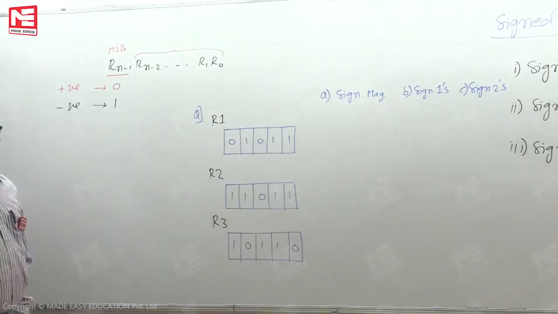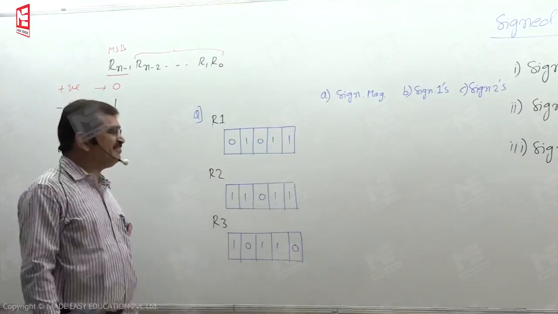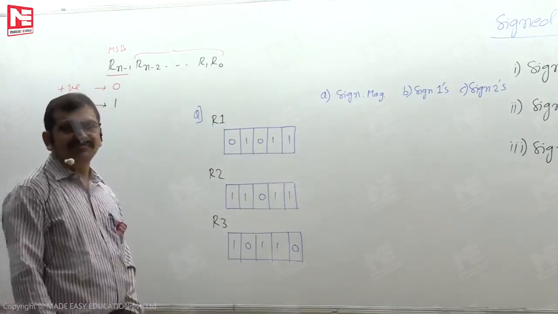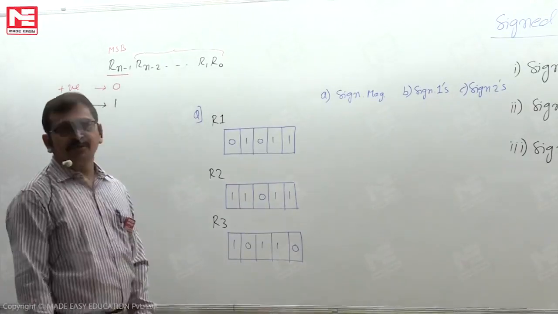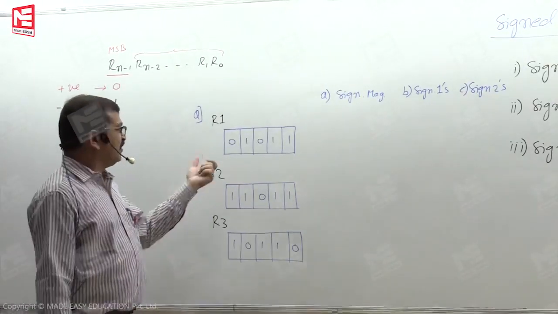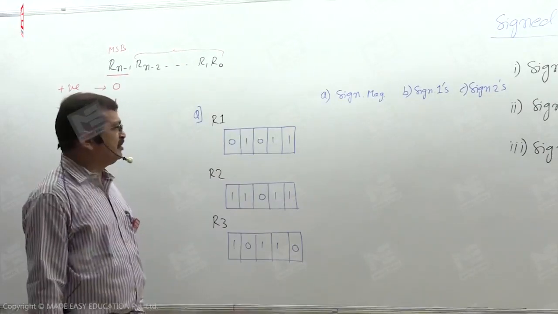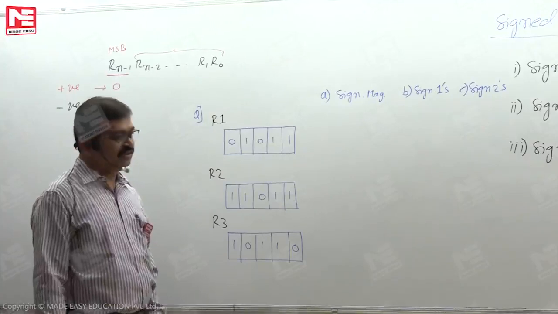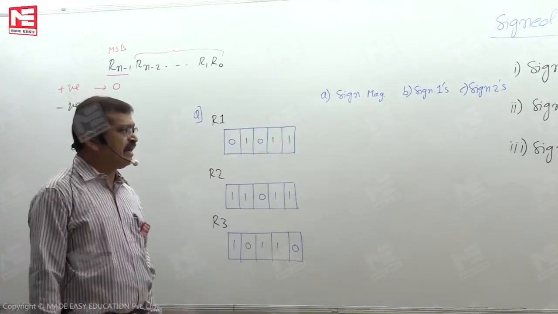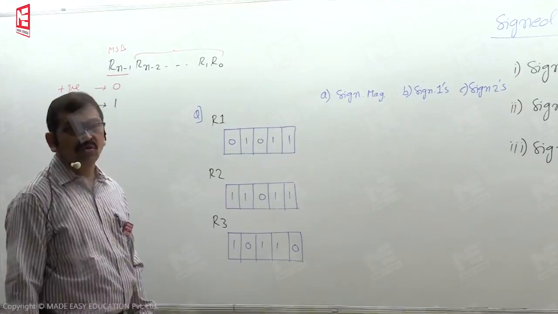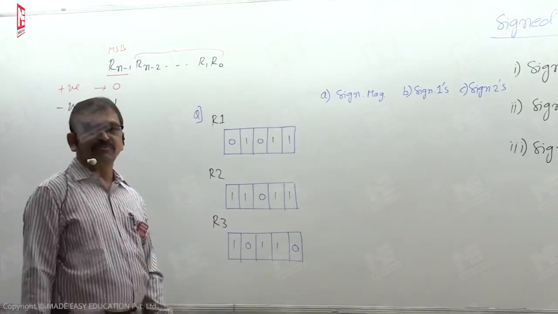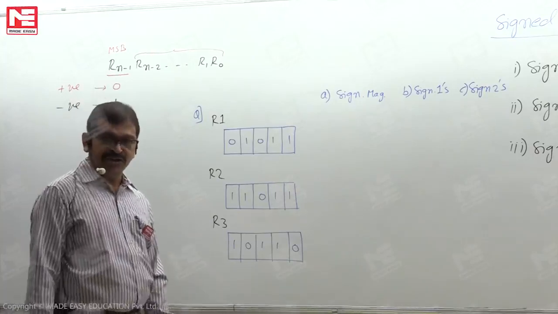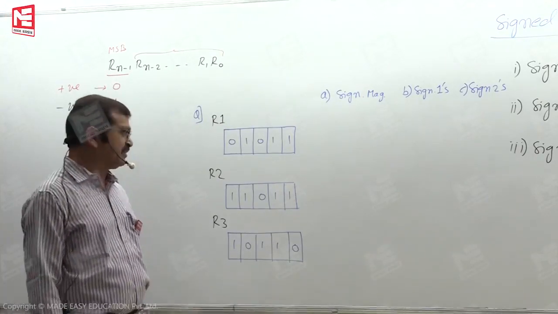So the question is very straightforward, very simple. These are the three registers, with some content I have mentioned in the registers. In the first case, assuming the data stored in the registers R1, R2, R3 is in sign magnitude. In the second case, sign 1's complement, and then sign 2's complement. We are interested to know the respective equivalent decimal values in each case.